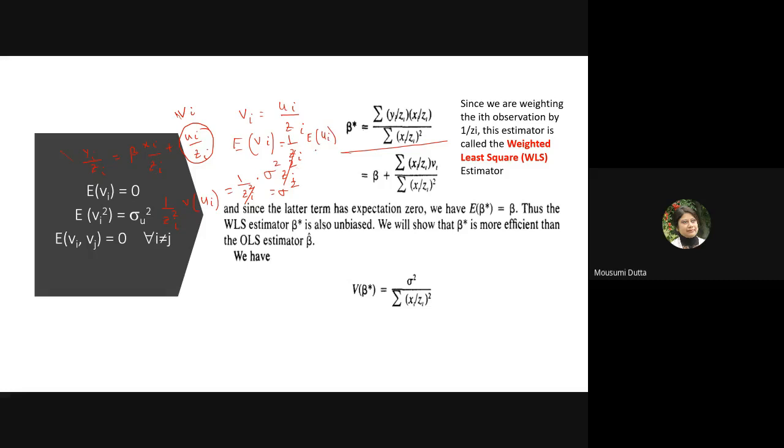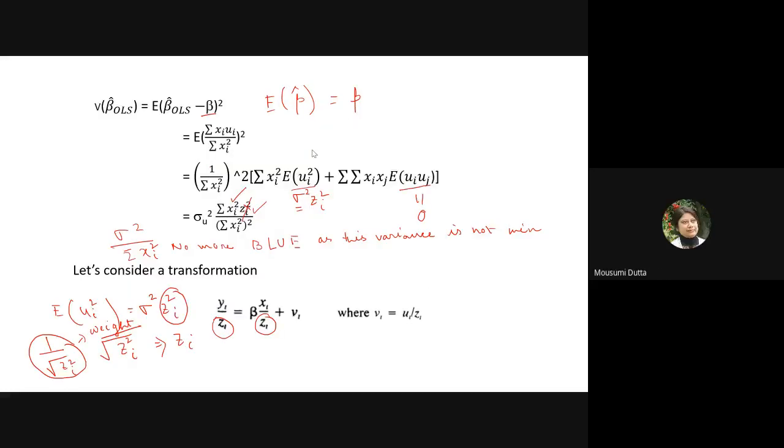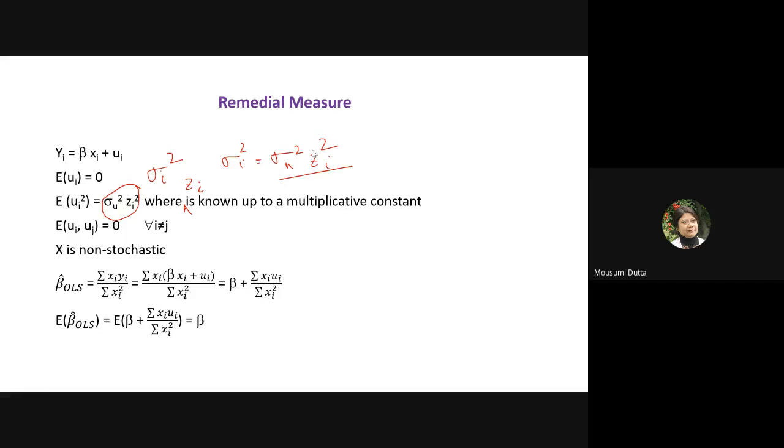Zi is not random at all. Okay, it is non-random. Yes. Known up to a multiplicative constant. Where Zi is known up to a multiplicative constant. Okay, so Zi values are all known.